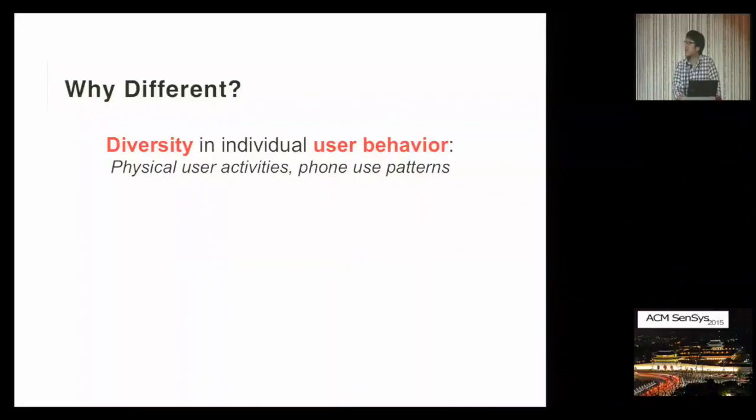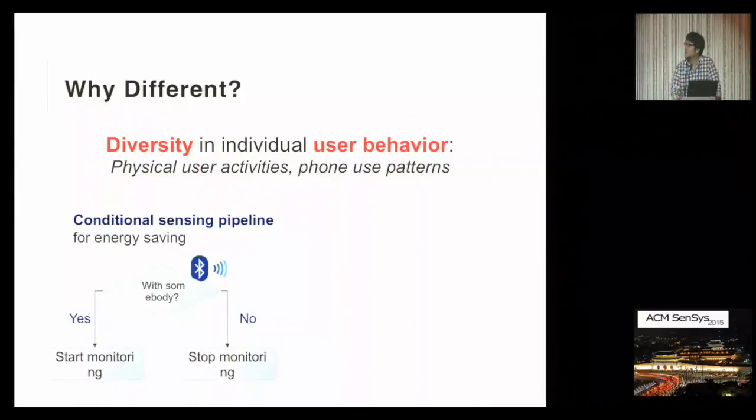Why does the same sensing application make different power use like this? We found that one key reason is diversity in individual user behavior, that is, physical user activities and phone use patterns. Why do such user behaviors affect the power consumption of the sensing application? First, sensing applications often adopt a conditional sensing pipeline for energy saving. In the previous example, the application performed the conversation monitoring module only when a user was with somebody.